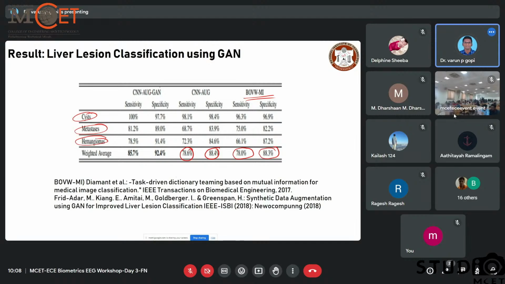But when they did the operation with CNN augmentation using GAN, CNN with the GAN, you can see the specificity increased from 88 to 92.4. Similarly, the sensitivity increased from 78 to 85.7. So this indicates that GAN can be used to generate synthetic data for medical image processing. So this is one example.